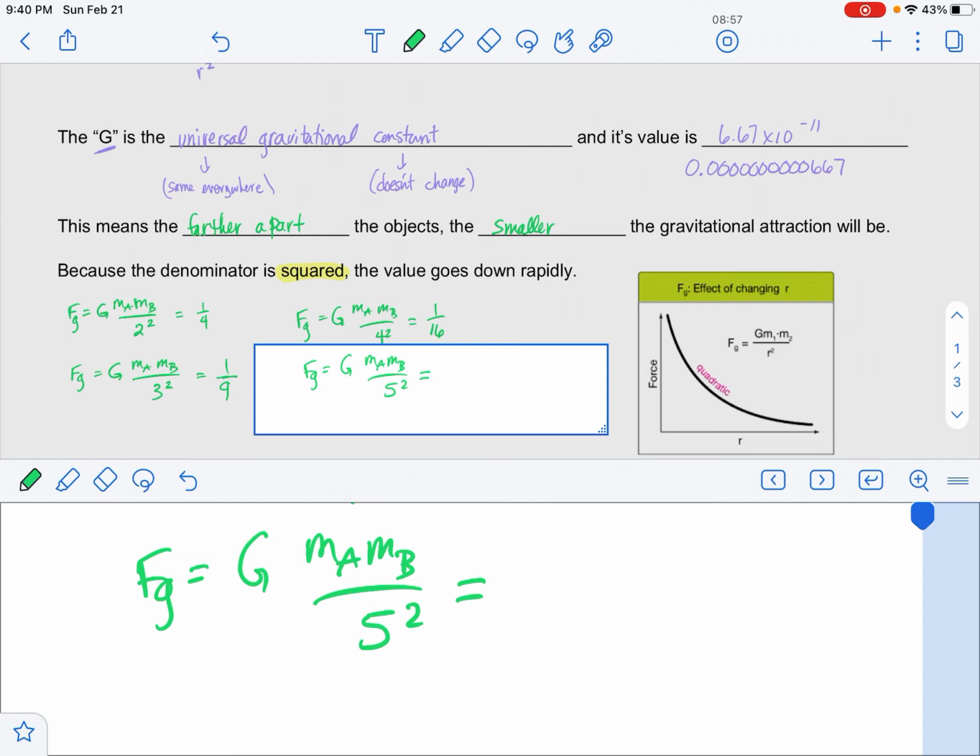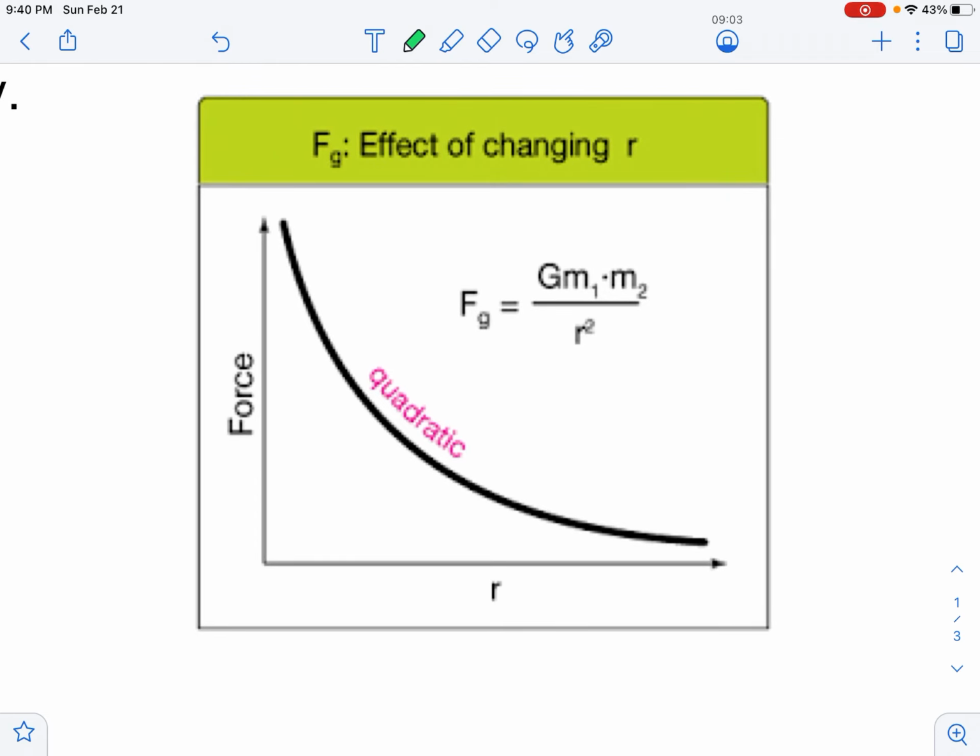And so if I were to graph those, it would look like this, right? I would start out with the biggest gravitational attraction I would have, and as this r gets bigger and bigger and bigger, the gravitational attraction is going to get smaller and smaller and smaller, right? And it's going to go down really fast because of the square, that square right there. So don't forget that there's a square here when you're using this formula, okay?